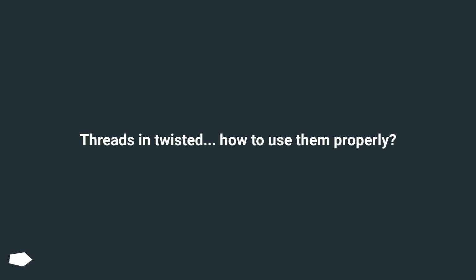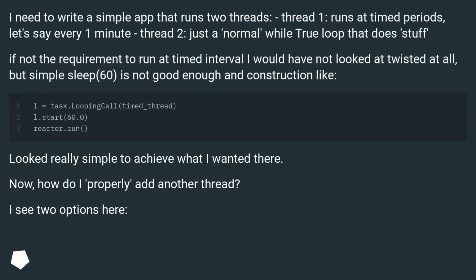Threads in Twisted. How to use them properly. I need to write a simple app that runs 2 threads. Thread 1 runs at timed periods, let's say every 1 minute. Thread 2 is just a normal while True loop that does stuff.